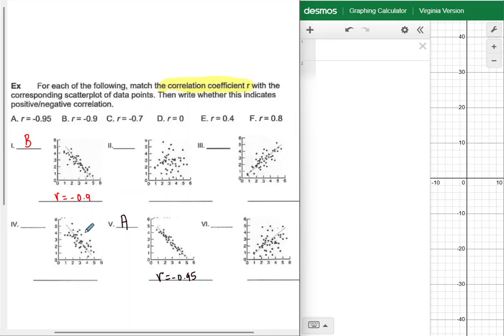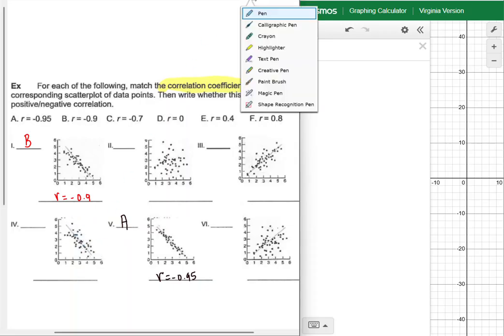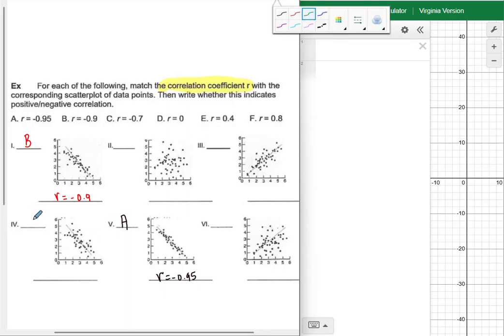Negative 0.7. This is negative, and you notice the scatter plot is a little bit more spread apart here. So that means this is going to be the letter C for R equals negative 0.7. Just take a look at all the negative ones. This is negative 0.95. You notice the points are closer together with the line. Here, they're a bit more spread apart because the correlation coefficient is at 90%. And then this one is at 70%, and you can see the points are more spread apart.